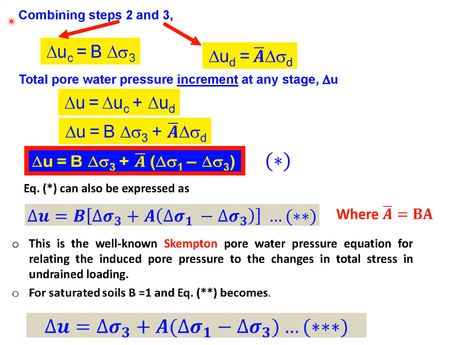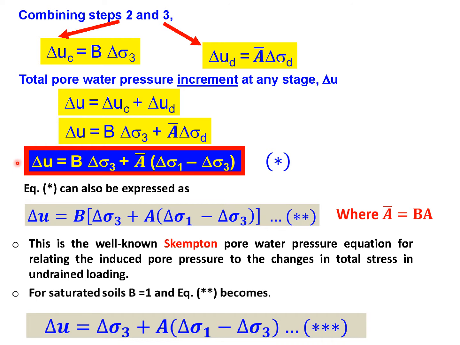Now combining steps 2 and 3, we can write delta U sub C is equal to B into delta sigma 3, and delta U sub D is equal to A bar into delta sigma D. Total pore water pressure increment at any stage, delta U is equal to delta U sub C plus delta U sub D. So here you can write the expressions, and ultimately you are getting this formula. And then you can replace this delta sigma D by delta sigma 1 minus delta sigma 3, so you can write this equation in this form.